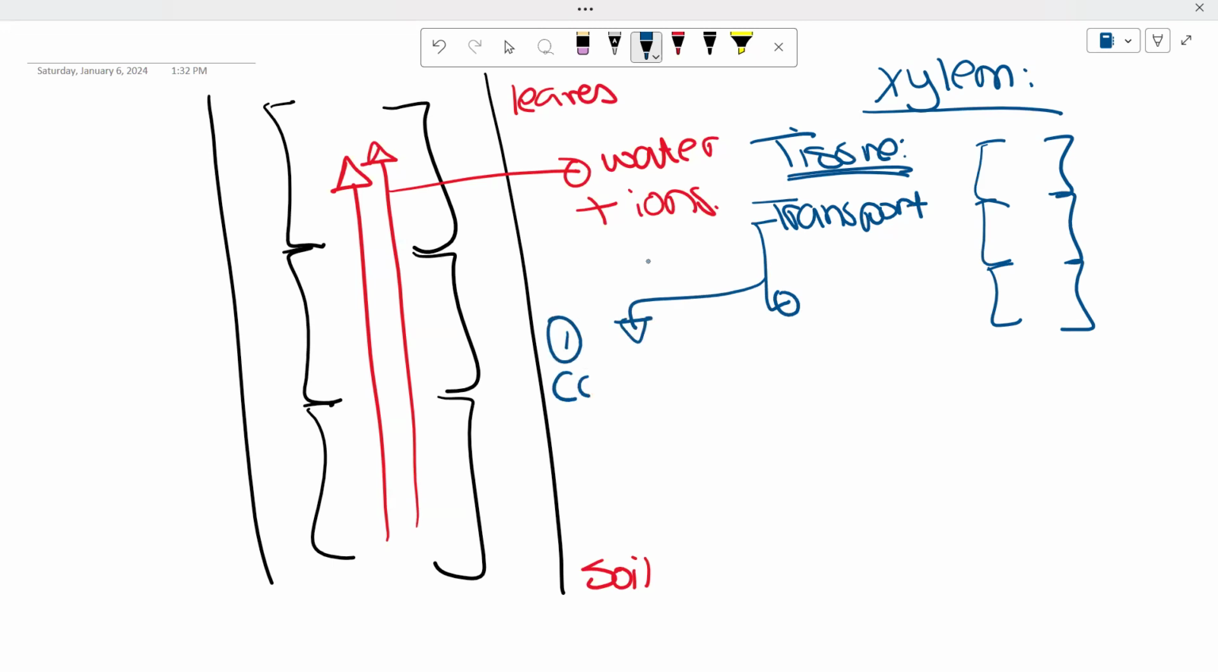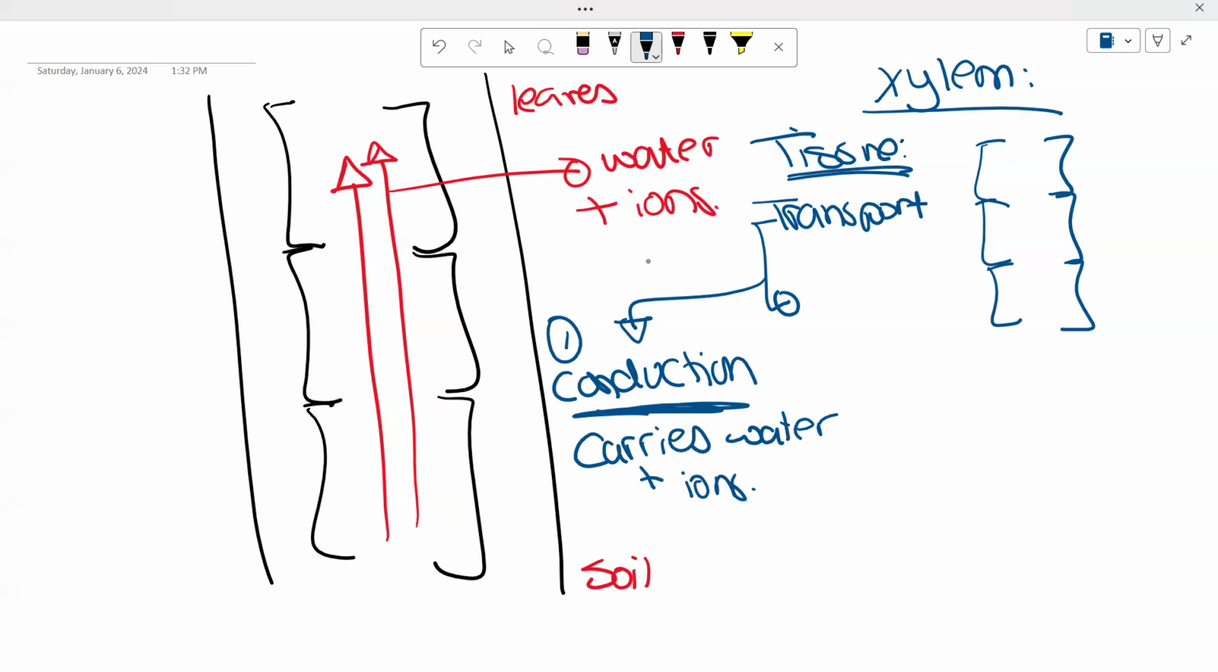Function number one, conduction. Conduction means it carries water and ions from the soil to all parts of the plant. The second function of the xylem, it gives you support.